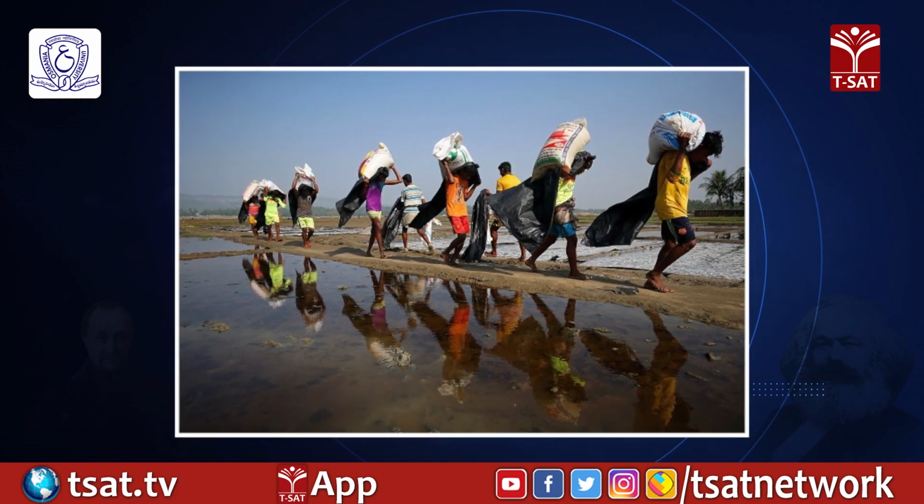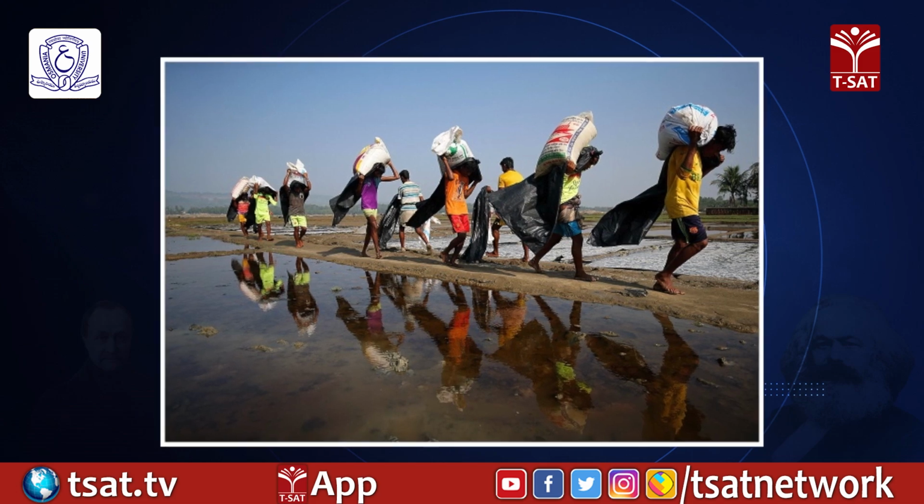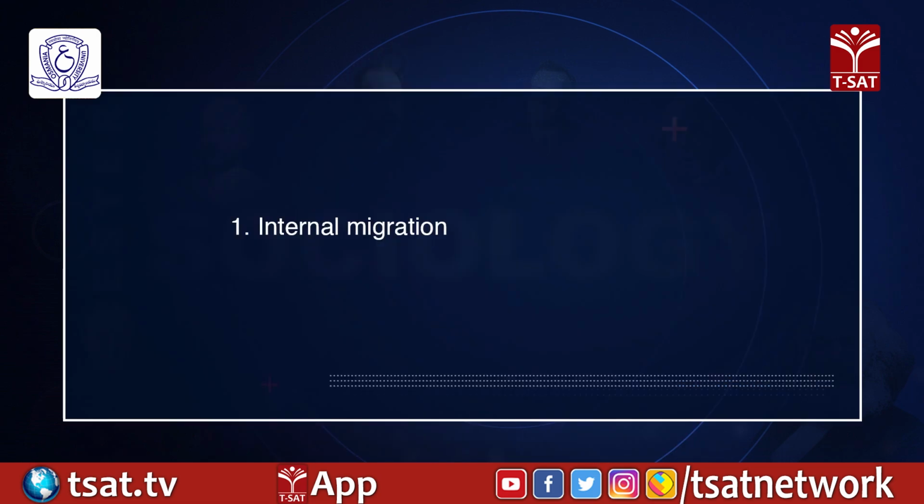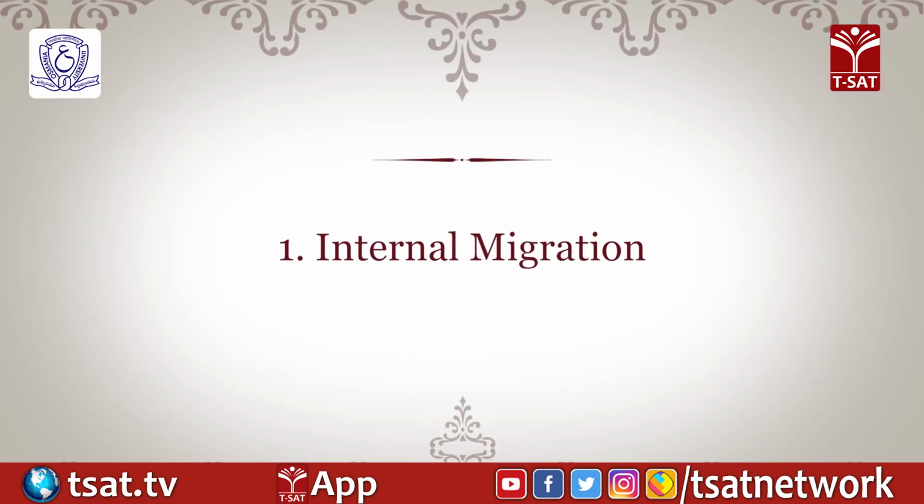Now let us discuss types of migration. Sociologists, economists, statisticians and geographers have made many attempts to classify different types of migration. Migration is mainly subdivided into two types: internal migration and international migration. Internal migration usually takes place within a country. There are many forms of internal migration. However, depending upon the direction in which a migrant moves, internal migration has been classified into four types.